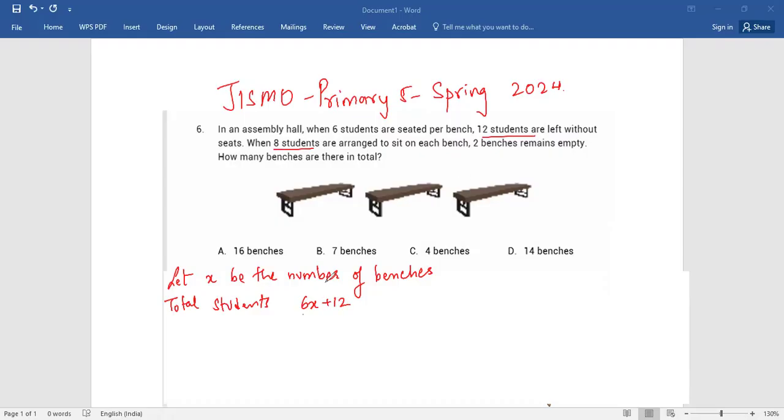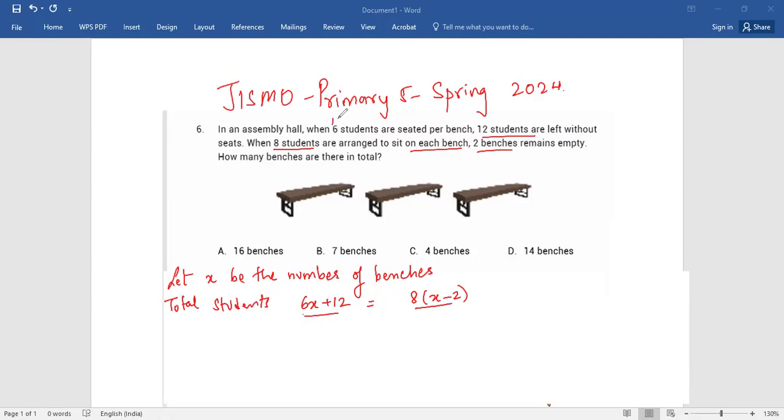Now, when 8 students are arranged to sit on each bench, 2 benches remain empty, right? So the total number of students will remain the same. And if 8 students are sitting on each bench, how many benches were there? x. And 2 benches were empty. So 8 students were arranged to sit on each bench and 2 benches remain empty. So this is also the total number of students and this is also the total number of students.